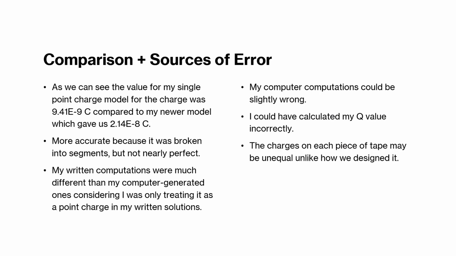For the comparison from Lab 1, for my single point charge model, the charge was 9.41 times 10 to the negative 9 coulombs compared to my newer model, which gave us 2.14 times 10 to the negative 8 coulombs, which is much more specific. This lab was also more accurate because it was broken into segments and then added up, but it's not nearly perfect because we cannot do infinitely many electric field arrows in the code computation. Sources of error: my computer computations could be slightly wrong. I could have calculated my Q value incorrectly, possibly, and the charges on each piece of tape may be unequal, unlike how we designed it.